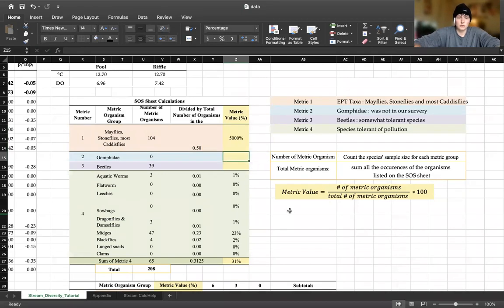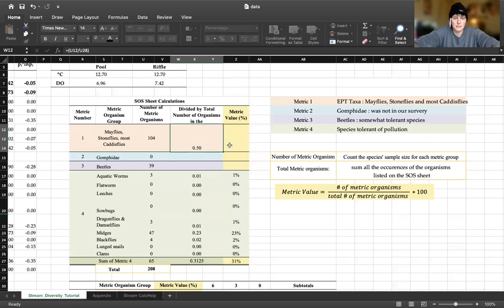If you want to just go through, you just want it to be a percent. It's just this copy column, but make it a percent value. I don't know why Excel's not letting me do it, but you all know how to make percents, so you got it. Like I said earlier, for the Gomphidae metric, there were no observances because it wasn't part of our survey, so all of it's going to be 0.